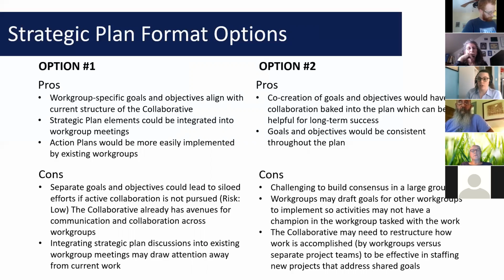Cons of that first option are that with separate goals and objectives, it could lead to siloed efforts, and there has been input recently that we want to increase collaboration within the group and between partners. The collaborative already has avenues for communication and collaboration across work groups, but some of them, like the newsletter, were implemented pretty recently. So determining if that's enough to improve collaboration and communication between groups is still to be seen.